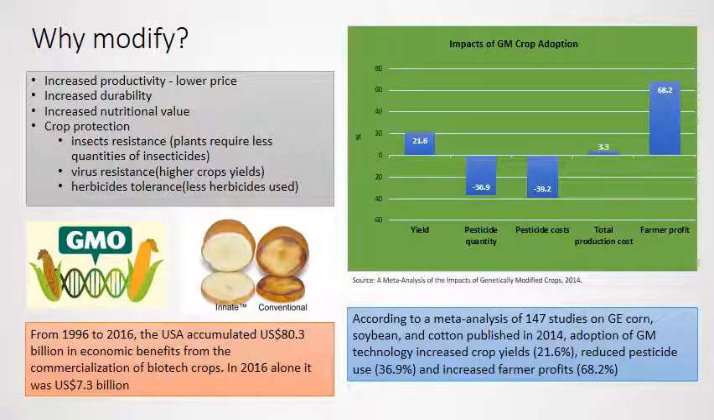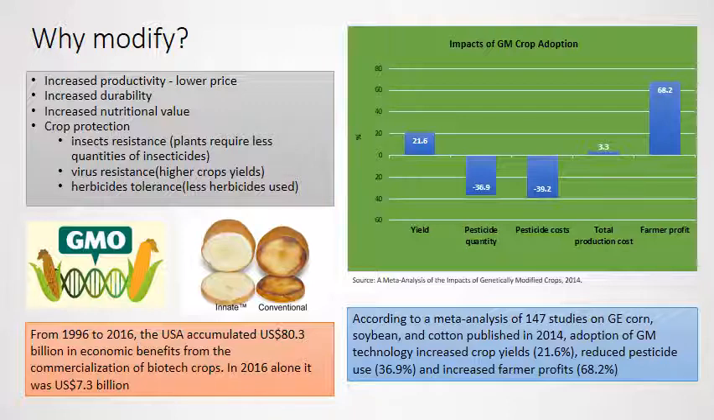Now let's look at some incentives to produce GMO, which are increased productivity that contributes to global food, feed and fiber security, increased durability, increased nutritional value, and crop protection, such as insect-resistant plants that require smaller quantities of insecticides. Virus resistance gives higher crop yields. Herbicide tolerance allows for less herbicide being used. Also, economic incentives are very important.